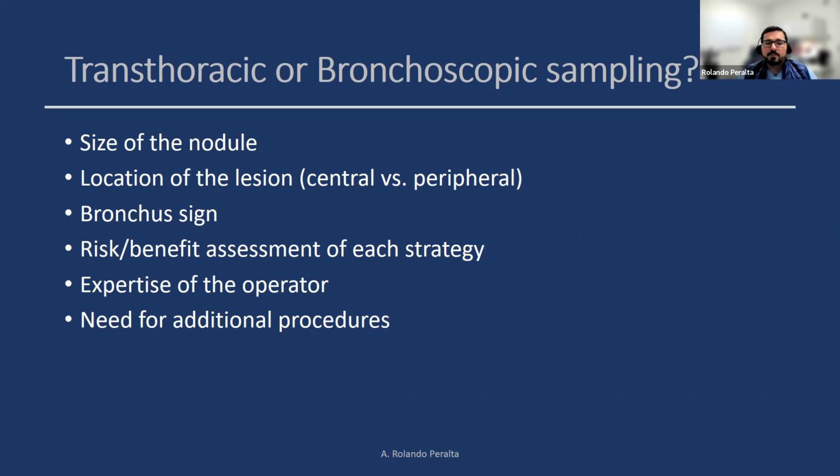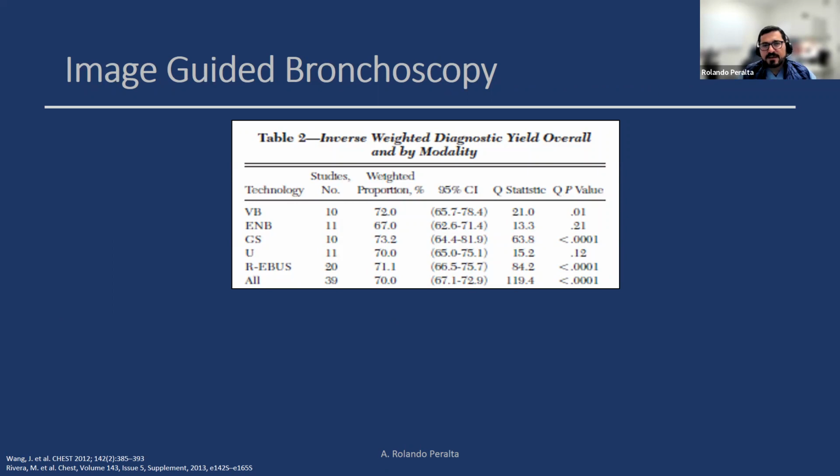Just briefly about image-guided bronchoscopy, what I mean by that is robotic, navigation-guided, radial EBUS. This does not include robotic, and this data is from the 2010s and 2000s decade. So it's very old, but overall, the yield of all these things is somewhere about 70, 72%. Newer data suggests that we're reaching 80. This is in flux, and with robotic bronchoscopy, the numbers may be significantly higher, okay?